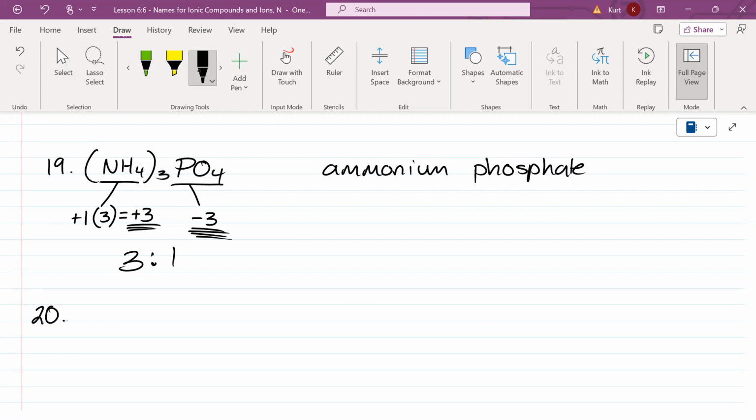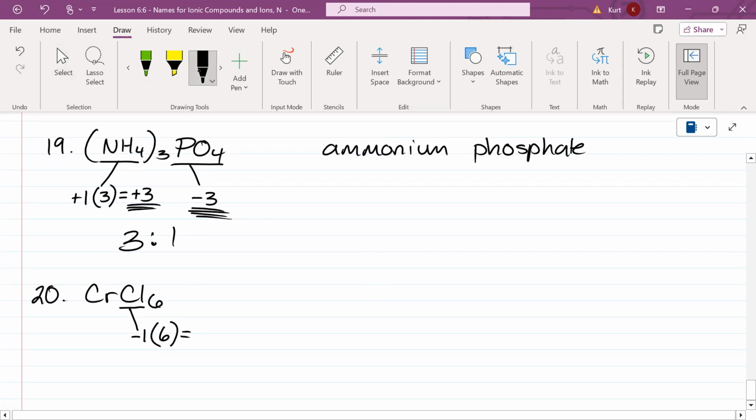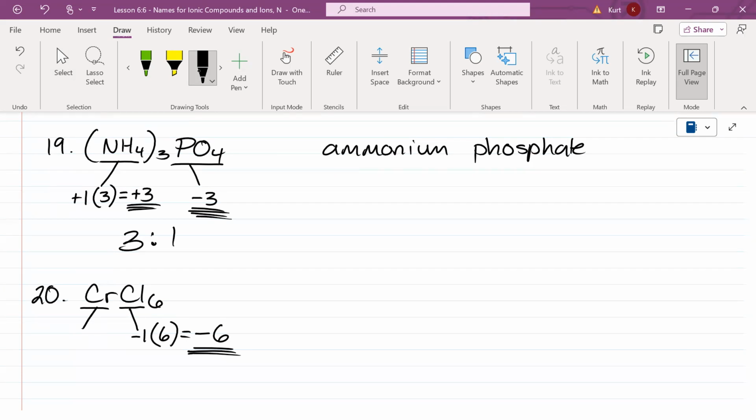And then the last one, number 20, CrCl6. Okay. Cr is chromium. It is a transition metal. It is number 24. You have to have a Roman numeral for it, but you don't know which one. So you look at chloride. Chloride has a -1 charge. It is in group 17. That's how I know that. There are 6 of them. So -1 times 6 is -6. So what must the charge of that 1 chromium be to balance out the charge for the chlorides, the 6 of them? That should be +6. So the name should be chromium, Roman numeral 6, chloride.